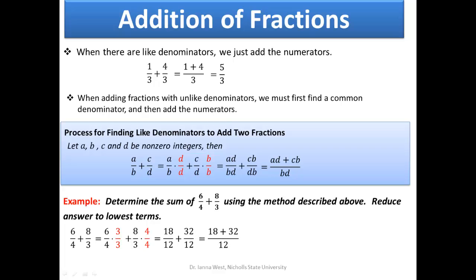We can now add the numerators and carry over the common denominator. When we add the numerators and carry over the common denominator, we get the fraction 50 over 12. This fraction can be reduced. From a previous section, we learned how to reduce fractions. The number 2 will divide evenly into both 50 and 12, so we can write 50 as 25 times 2, and we can write 12 as 6 times 2. We will cancel the 2's and get our final answer, 25 over 6.